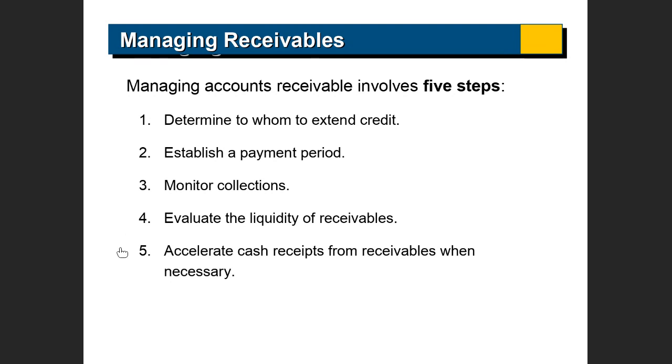Number 5, accelerate cash receipts from receivables when necessary. How can you do this? How can you get the receivables earlier? By giving discounts. So you can say, okay, you need more money, you're out of money, you need more cash. You can make an announcement to your customers that whoever pays this week gets an extra 2% discount in addition to the 2% discount, and so many customers will immediately pay.